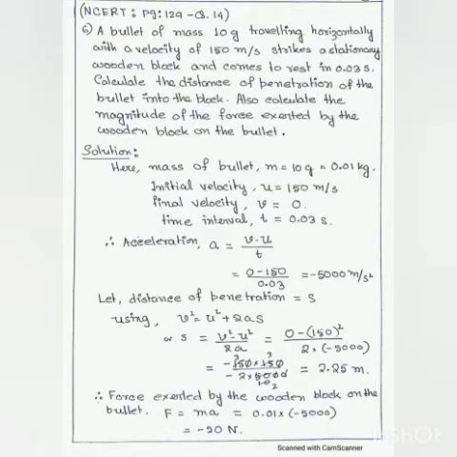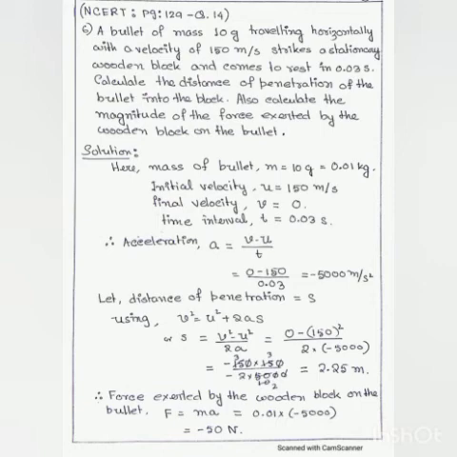Next problem is also from NCERT book, page number 129, question number 14. A bullet of mass 10 gram traveling horizontally with a velocity of 150 meter per second strikes a stationary wooden block and comes to rest in 0.03 second. Calculate the distance of penetration of the bullet into the block and also calculate the magnitude of force exerted by the wooden block on the bullet.